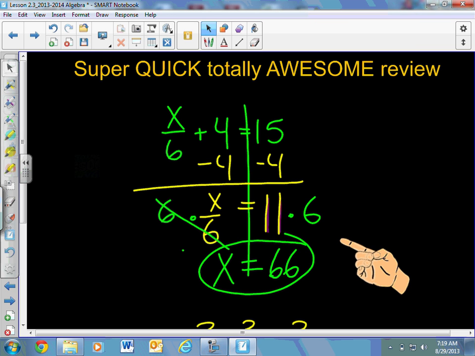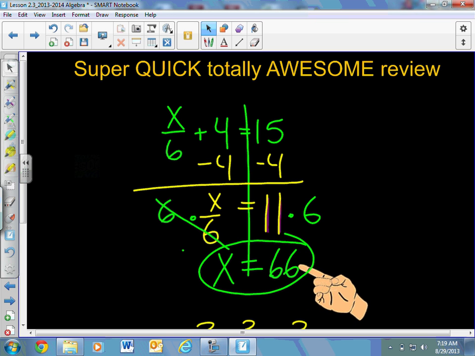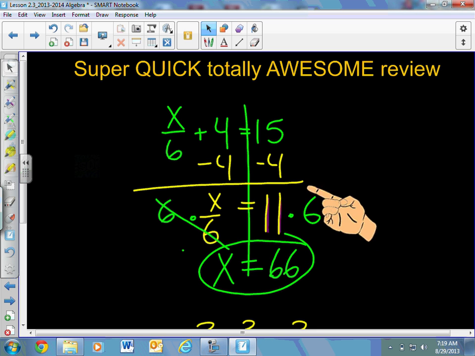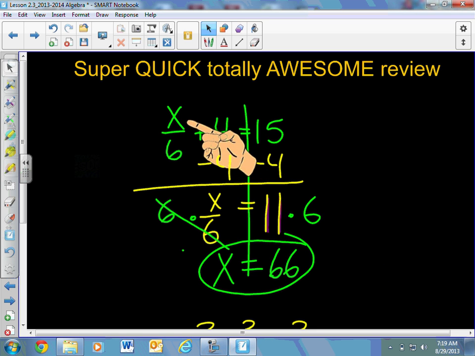And do you remember how to check this? I hope you do. You take this 66 right here, and you plug it in right there, right? So 66 divided by 6 is 11. In my head, I'm doing this part. 11 plus 4, 15. Does it work? Yes. All right.